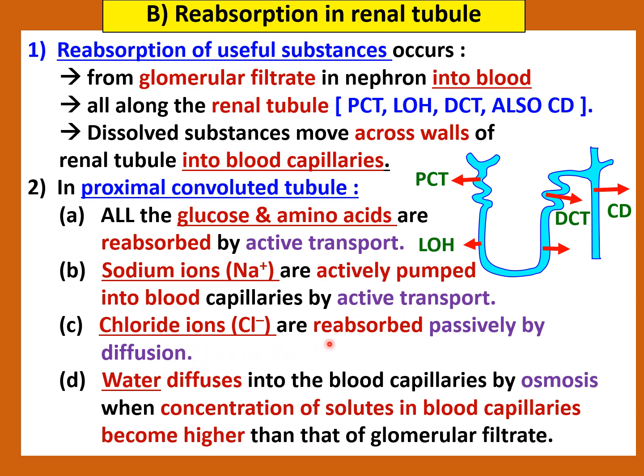But chloride ions are reabsorbed passively by diffusion. Water is also reabsorbed by passive processes. Water diffuses into the blood capillaries by osmosis. It's also a passive form of transport. When the concentration of solutes in the blood capillaries becomes higher, because you have amino acids and glucose and salts, this will cause the concentration of solutes in blood capillaries to become higher than that of the glomerular filtrate. So water will diffuse from the glomerular filtrate into the blood capillaries.